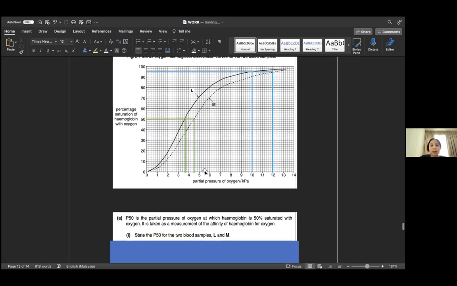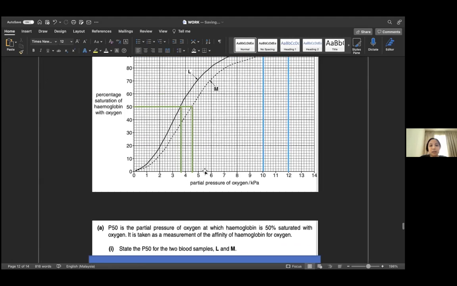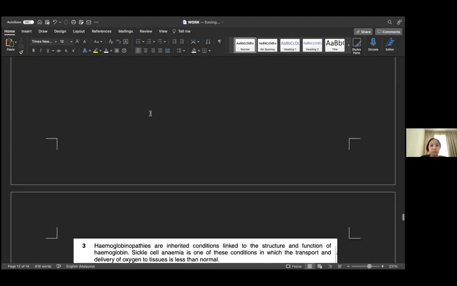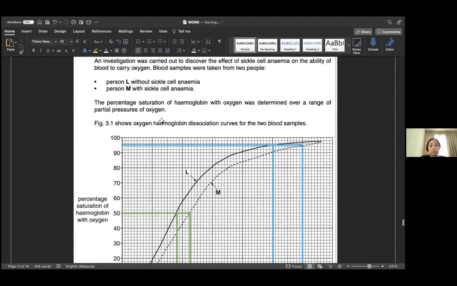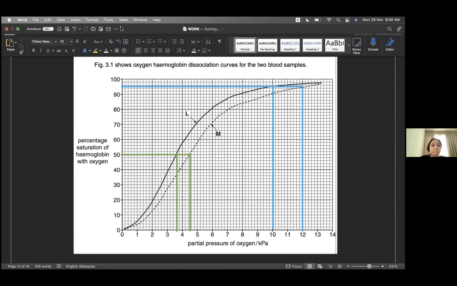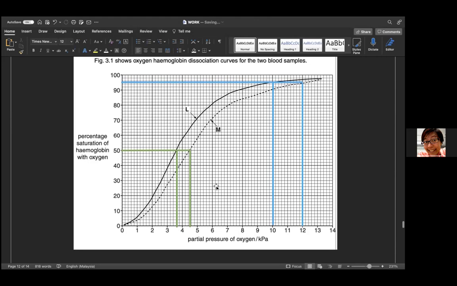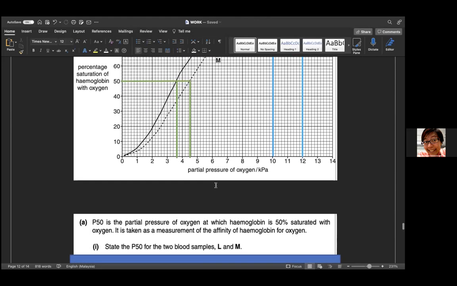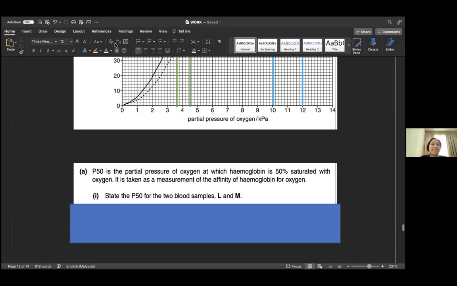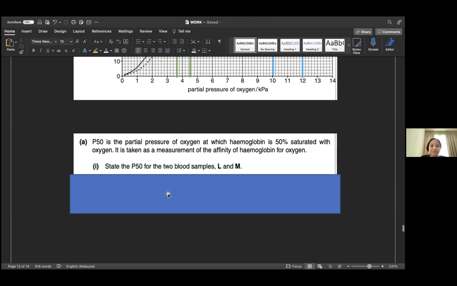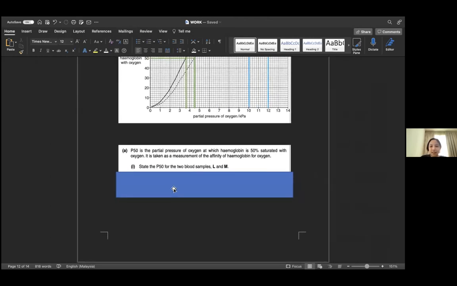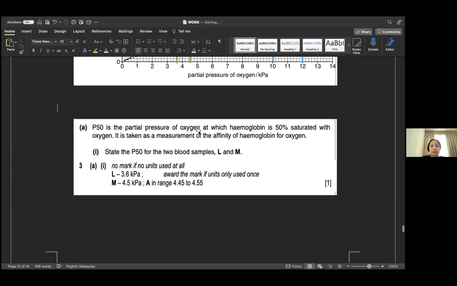Does anyone want to try? No? 3.6 and 4.5 kilopascal. Yeah, teacher, you got it. Couldn't move it around in the pictures.